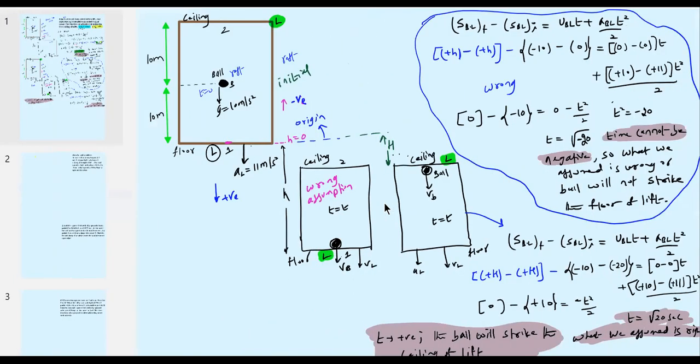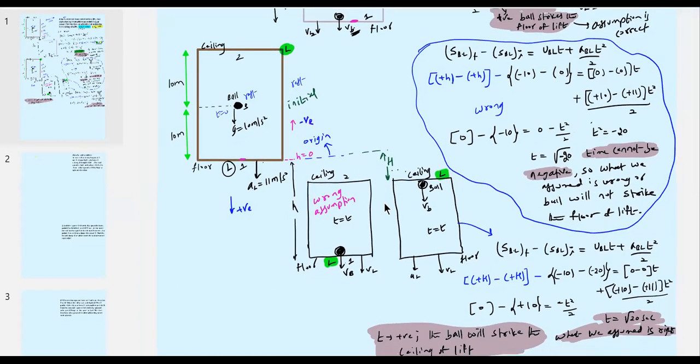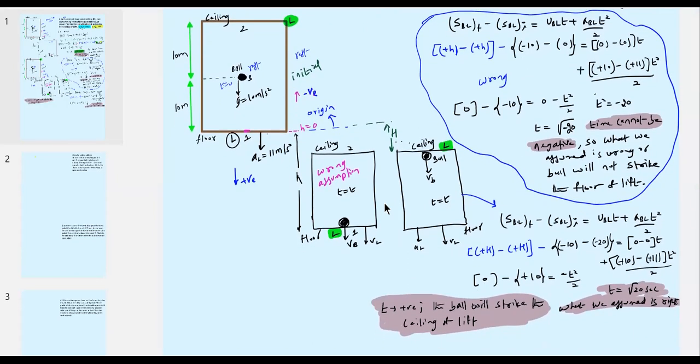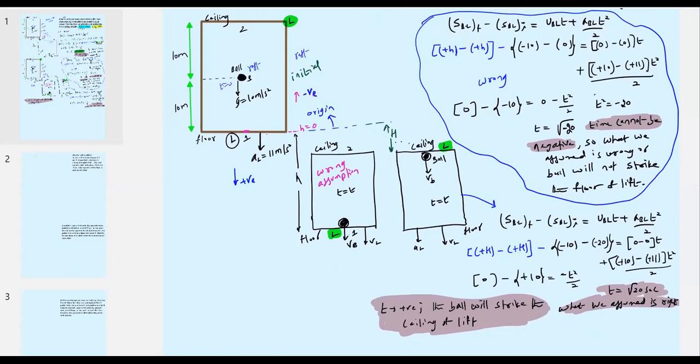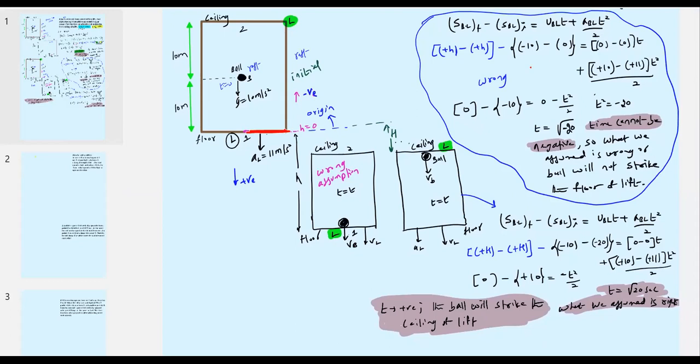Now I'm showing the complete description. Look here once. We assumed that initially the ball will strike the floor of the lift. Then we had a discussion and got T negative, which is not possible. Then we assumed that the ball will strike the ceiling. Then we got the time positive. So therefore, what we assumed is right here.